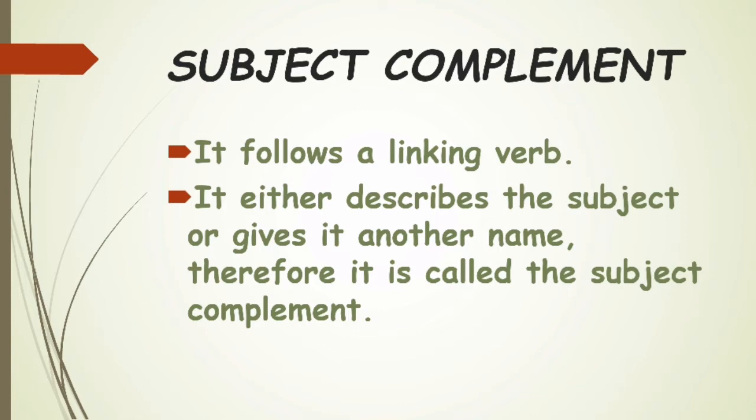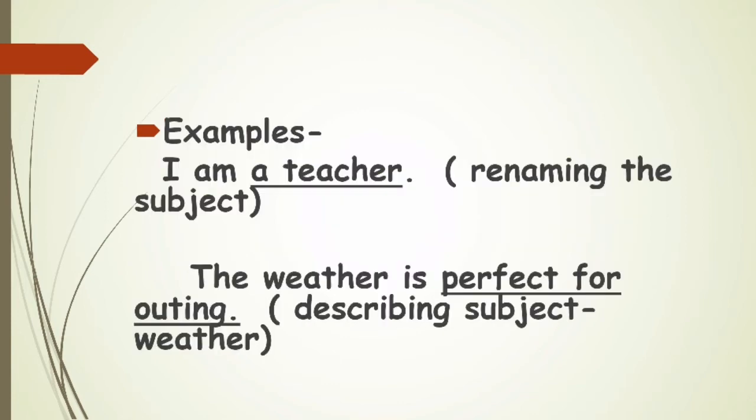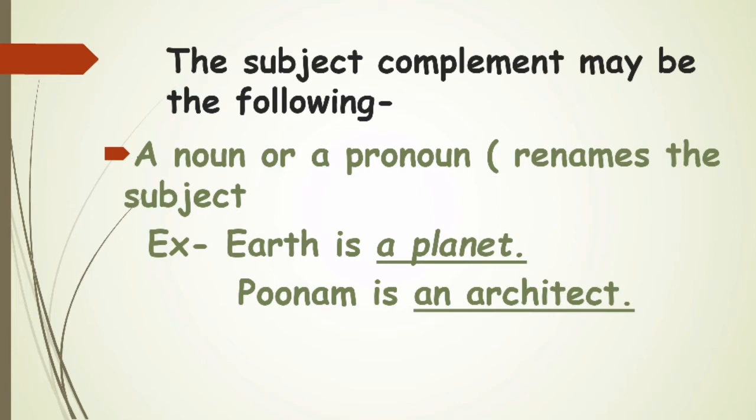Okay, let's see some examples. I am a teacher. Here I is the subject and teacher is renaming me, because I am a teacher and teacher is me. They both are the same person की बात हो रही है यहाँ पे. So the subject is renamed. Next, the weather is perfect for outing. So here perfect for outing जो phrase है आपका, it is describing the weather, right? Weather कैसा है? Perfect for outing. So perfect for outing will be the complement, as it is describing the subject.